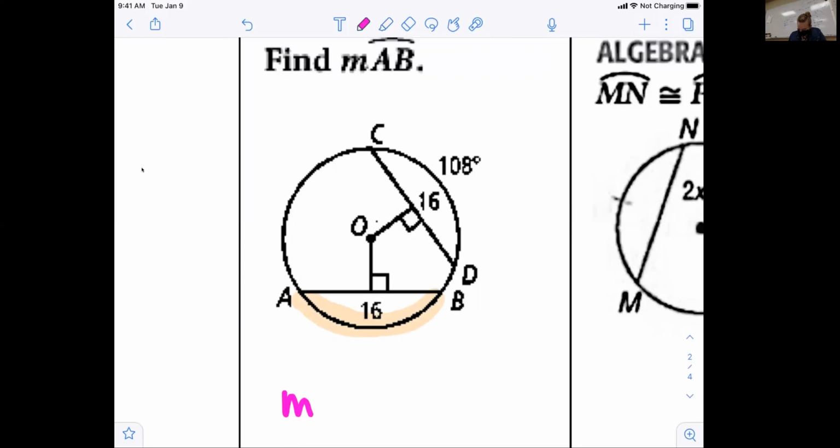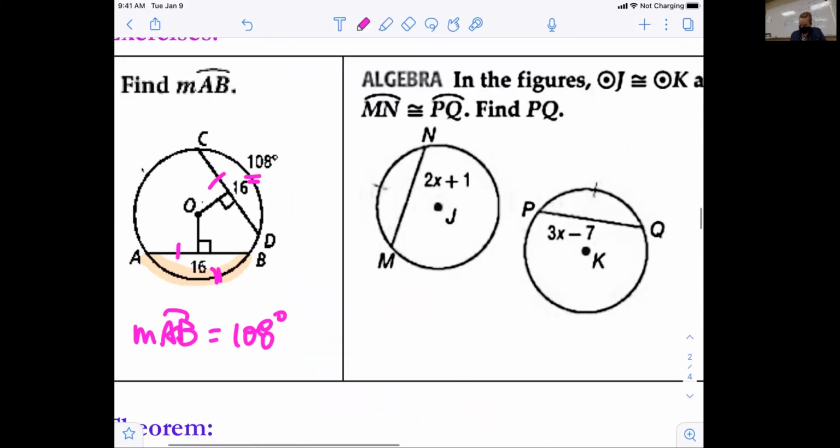Because they're congruent. Measure of arc AB is 108 because I know CD and AB, those chords are congruent. And that means that their arcs, CD and AB, must also be congruent. So measure of arc AB is 108. Very good. Let's look at the next one.